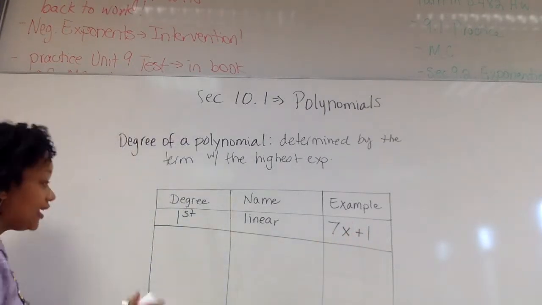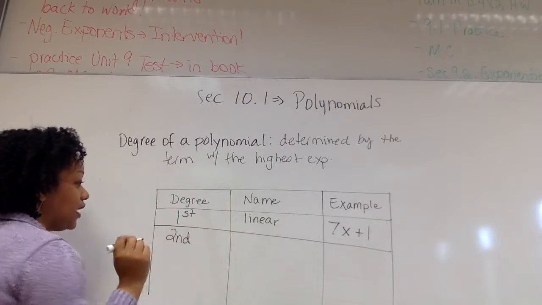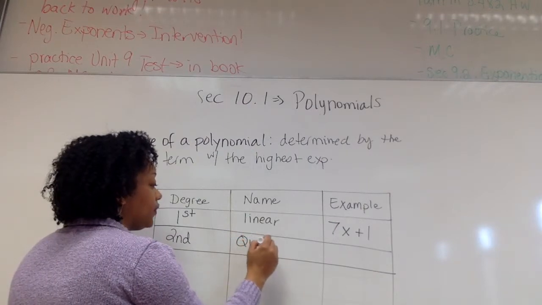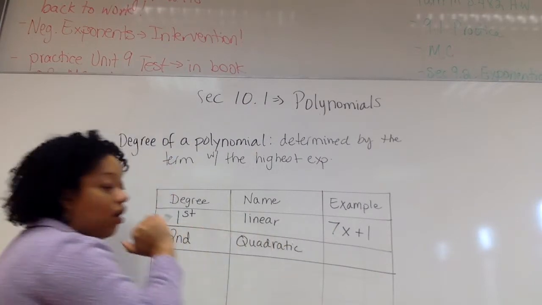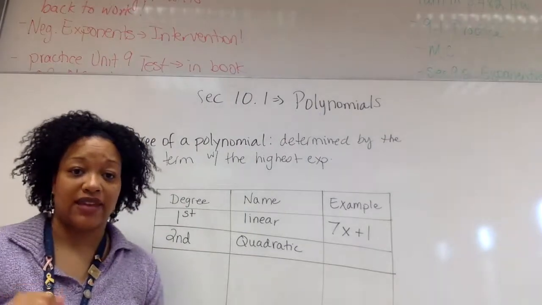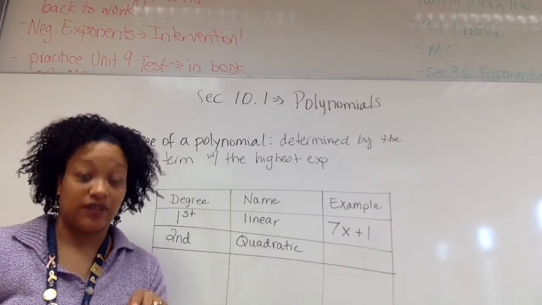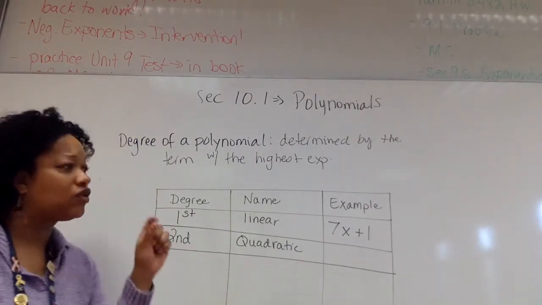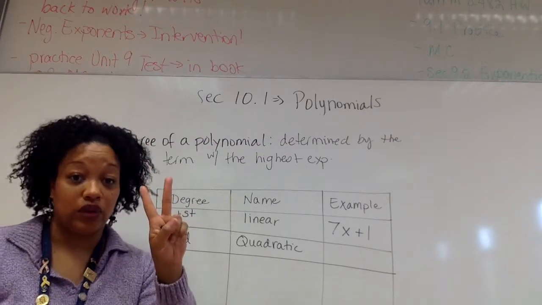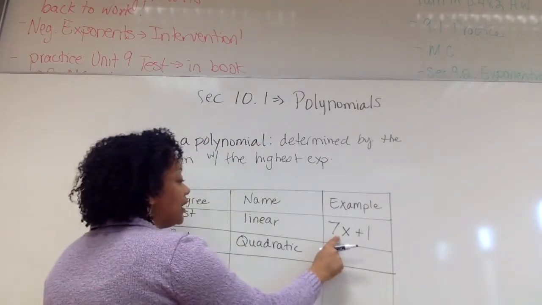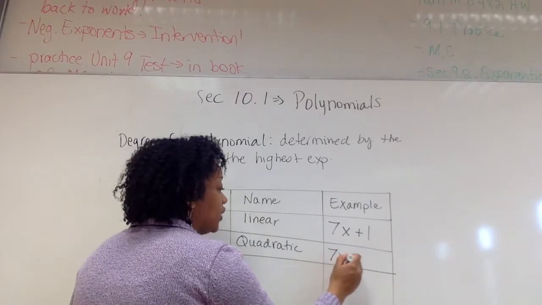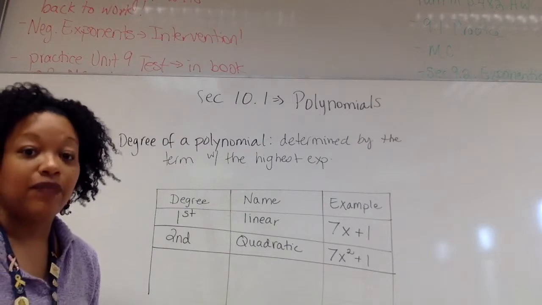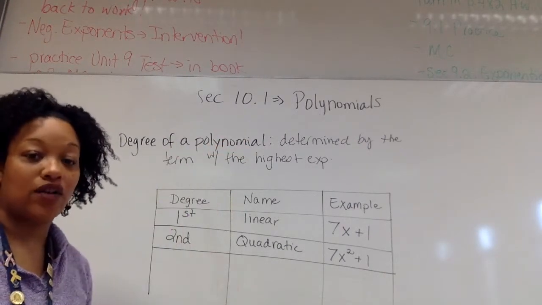Okay? Your second degree is called a quadratic. We haven't really dealt a lot with quadratics. That's one of those units that we're going to see in quarter 4 to finish up your curriculum. A quadratic means that your degree, your exponent is 2. All right? So the difference between a linear equation and a quadratic equation would be that your variable now has a 2. All right? So 7x squared, that's a quadratic equation.